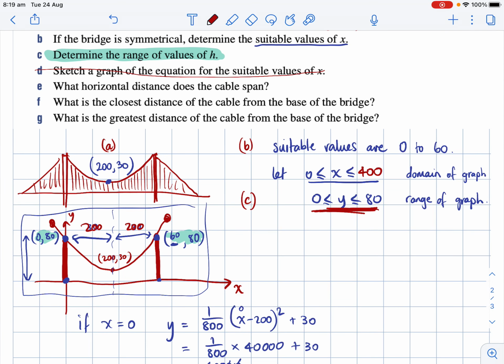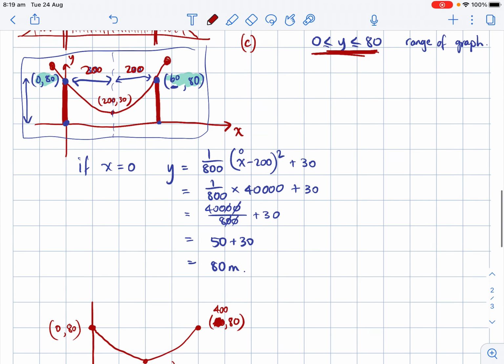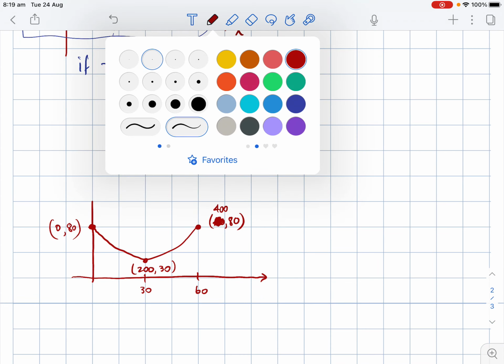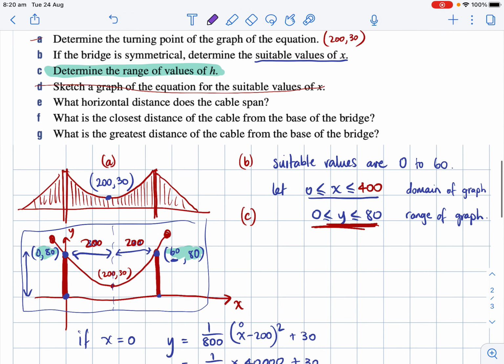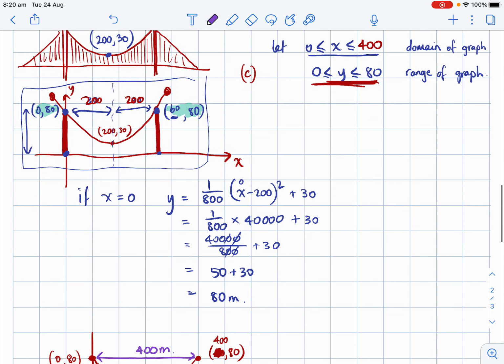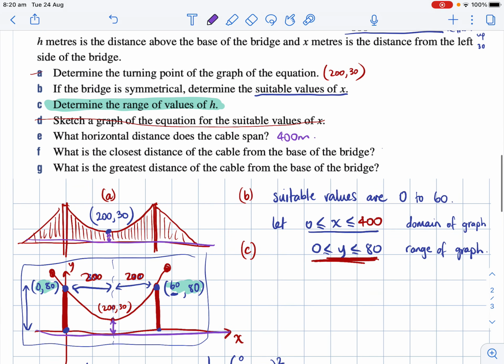Sketch done. What horizontal distance does the cable span? So now we're actually just trying to interpret what's happening here. So the horizontal distance is right there, and that's my suitable x values. So the horizontal distance is 400 meters. What is the closest distance of the cable from the base of the bridge? Again, interpretation. Here's my graph, here's my bridge. So that's the bridge, that's the bridge. The closest it gets is 30 meters. Again, we're interpreting what this information actually means.